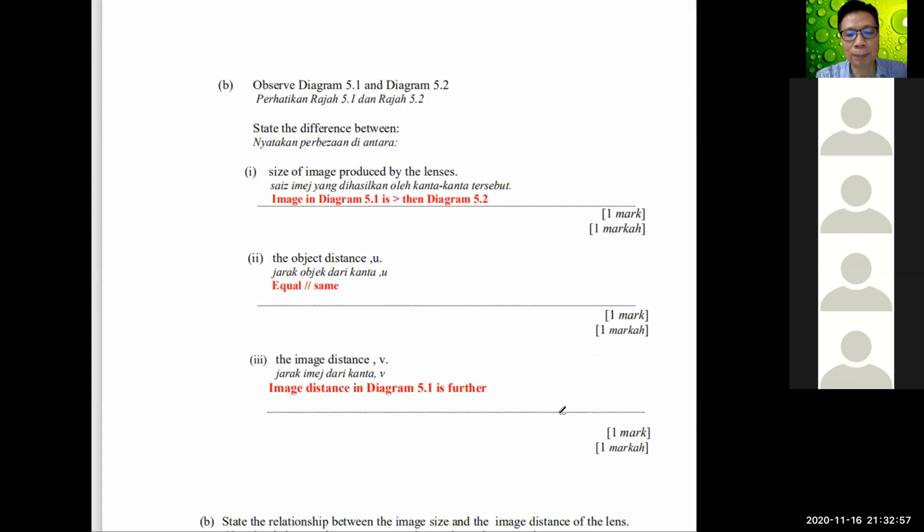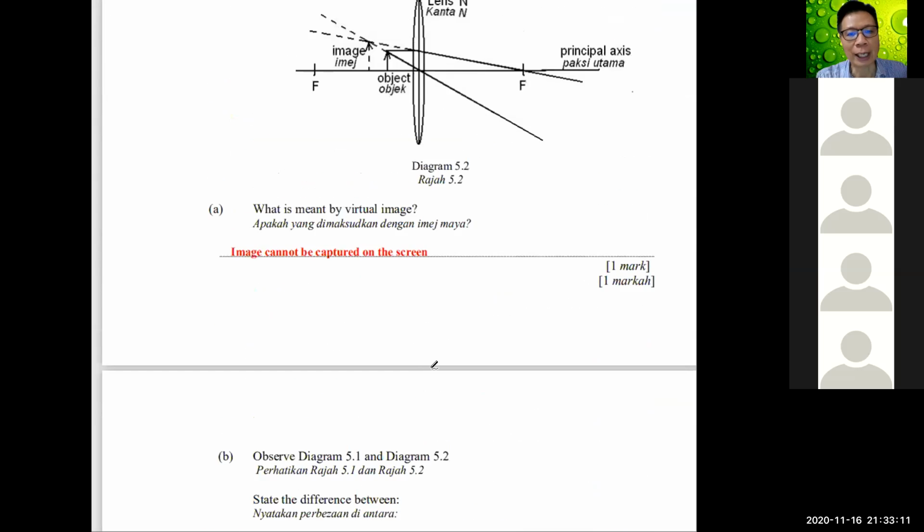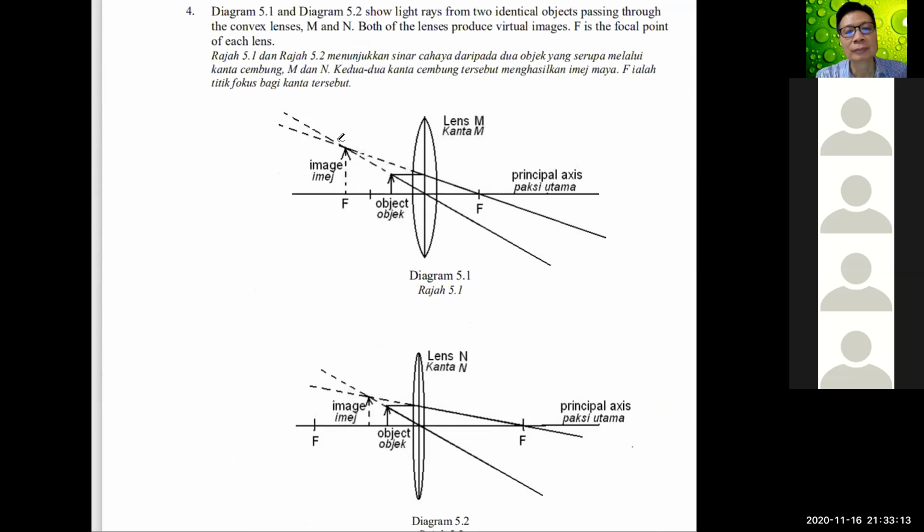Next. Name the relationship between the image size and the image distance. What is the relation between the image size and the image distance? Observe the diagram. When the size is big, the image distance is also further. The image is small when it is nearer to the lens. So how to give the answer?